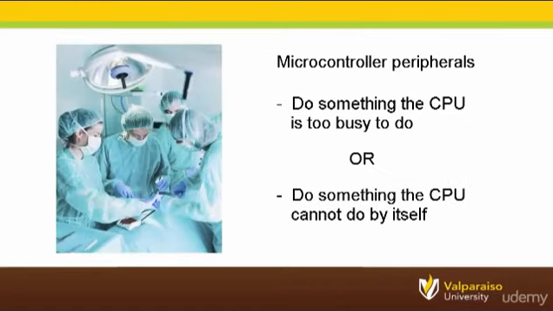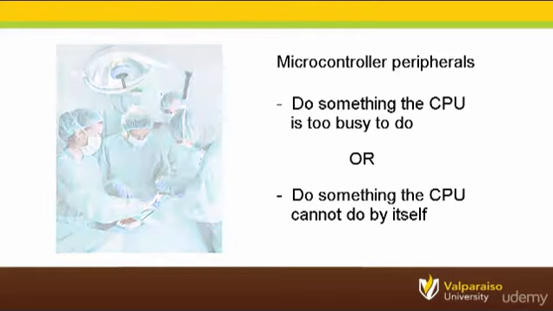The other way that peripherals can assist a microcontroller CPU is by doing some activity that the CPU cannot do by itself. For example, if I needed some minor surgery, it is generally not possible for me to do it myself. One of the most common microcontroller peripherals that fall into this category is the analog to digital converter.